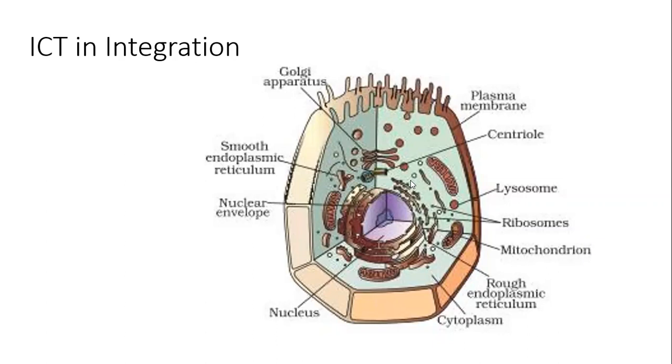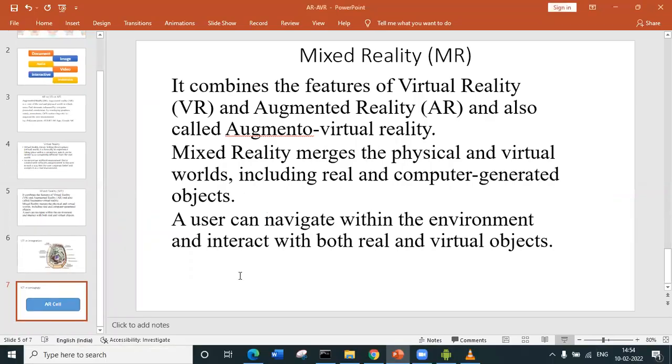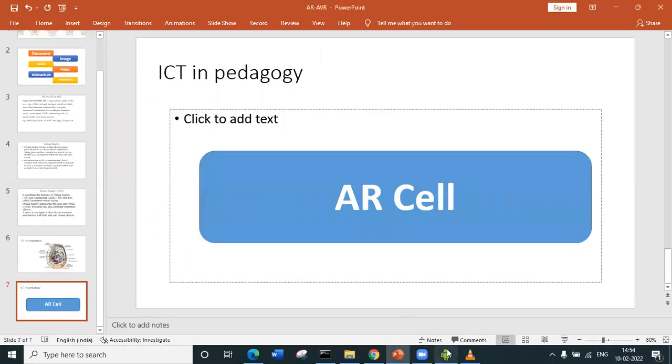So for example, I want to teach this concept to my learner. Maybe I show this image to my learner and explain it. Maybe I have a video to show the different parts of the cell and how the different organelles work. And then maybe I have one AR simulation available. So let's have that simulation, because CIET NCERT has developed one app.